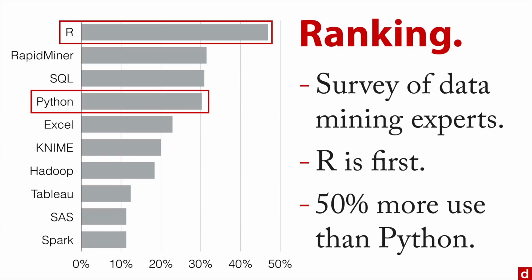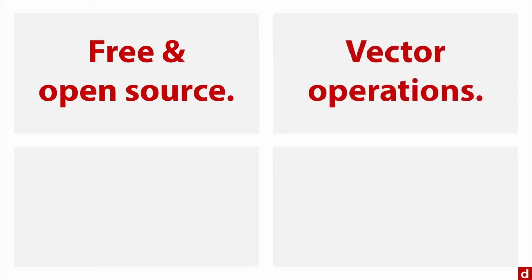Now, there's a few reasons that R is especially important. Number one, it's free and it's open source. Compared to other software packages, it can be thousands of dollars per year. Also, R is optimized for vector operations, which means it can go through an entire row or an entire table of data without you having to explicitly write for loops. If you've ever had to do that, then you know it's a pain. And so this is a nice thing.